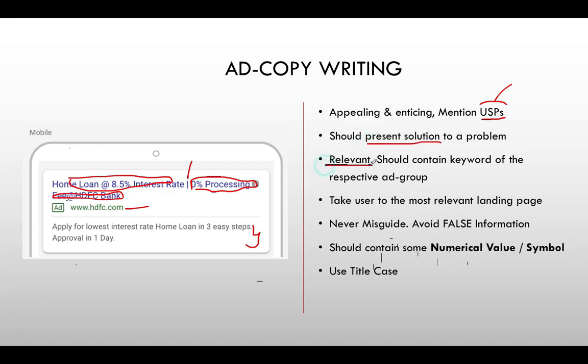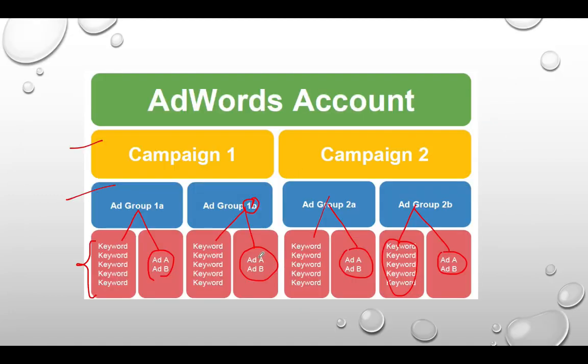Okay, relevant. How do we make the ad relevant? By adding the keyword of the respective ad group in the ad copy, right? So basically your ad copy should contain the keywords within. The text of the ad should contain the keywords as well. I'll explain the concept again to you.